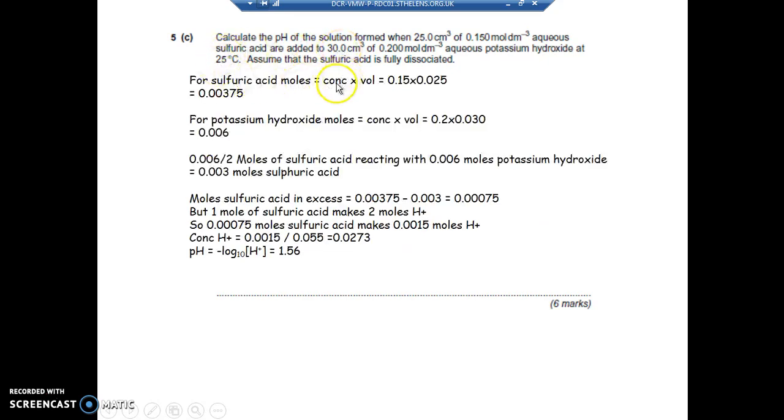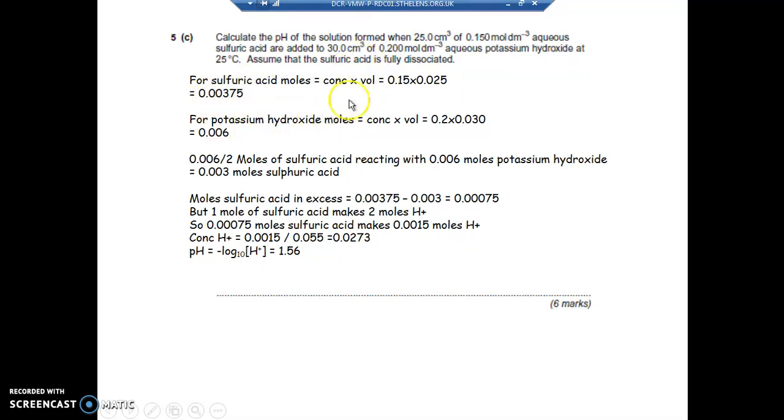So concentration 0.150 equals moles divided by 25 centimeters cubed, which in decimeters cubed is 0.025. So the number of moles is 0.025 multiplied by 0.15. These two numbers together equal 0.00375. I've got the number of moles of sulfuric acid.